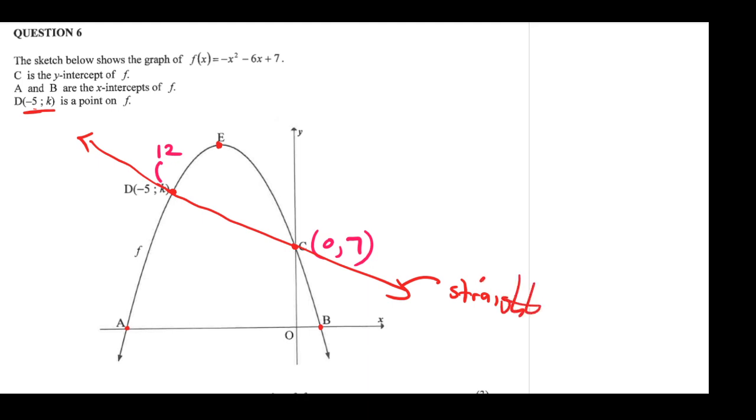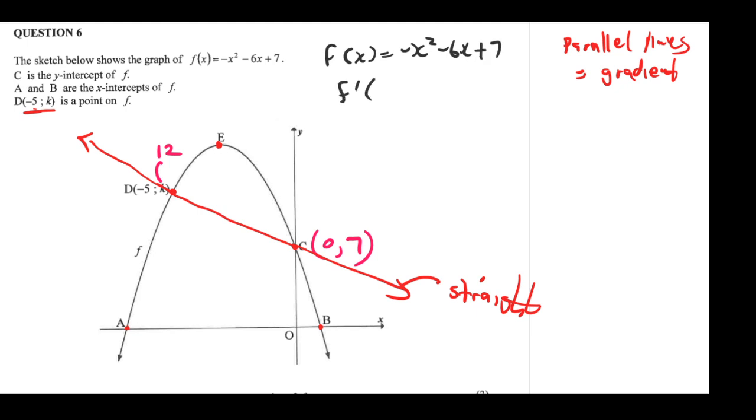And remember about parallel lines. Parallel lines have equal gradient, just so you know. So we are told that this line is parallel to CD, and we are required to find the point P. So what we're going to do is this. We have f of x equals minus x squared minus 6x plus 7.